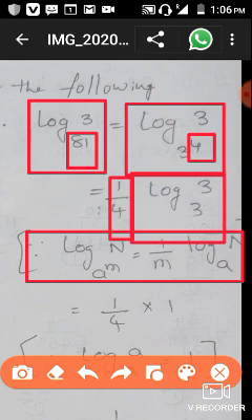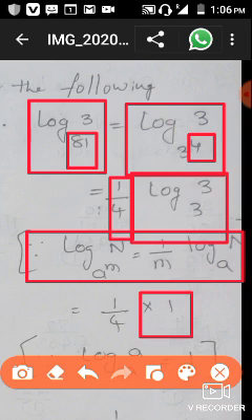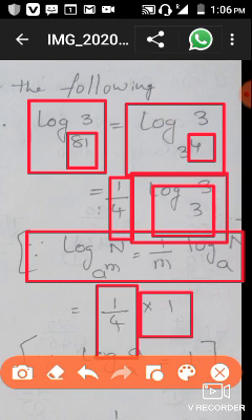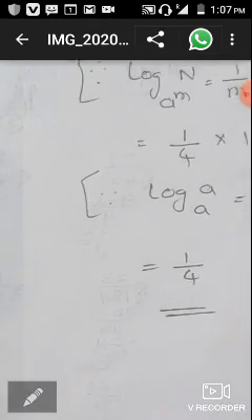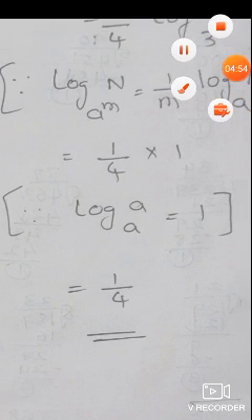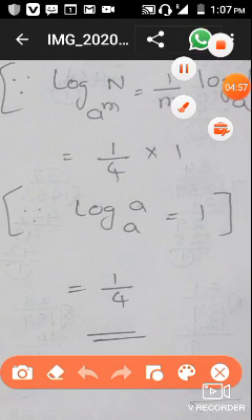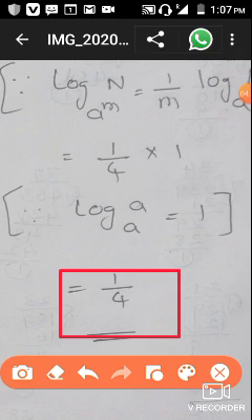According to log a base a equals 1, log 3 base 3 also becomes 1. So the remaining 1 by 4 into 1 equals 1 by 4. This is the value for log 3 base 81.